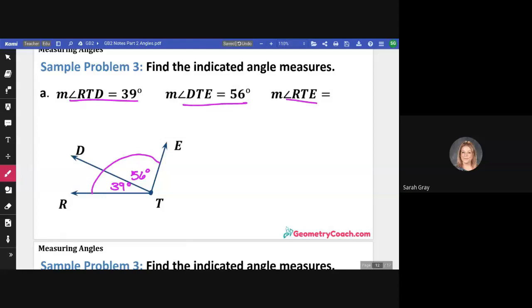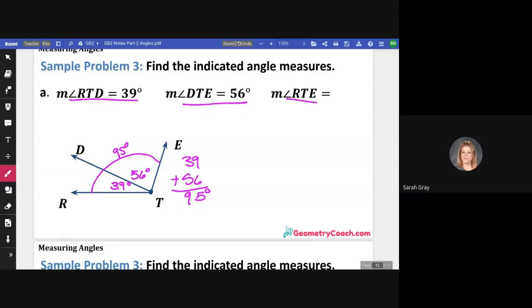So I'm going to take those two parts and add them together to get our whole. So measure of angle RTE is 95 degrees.